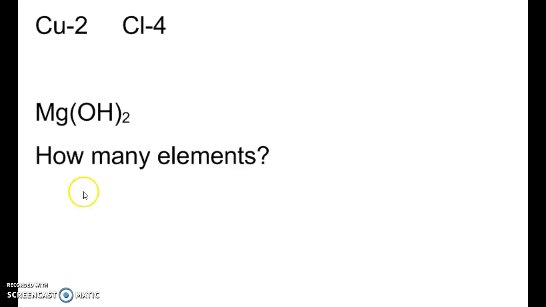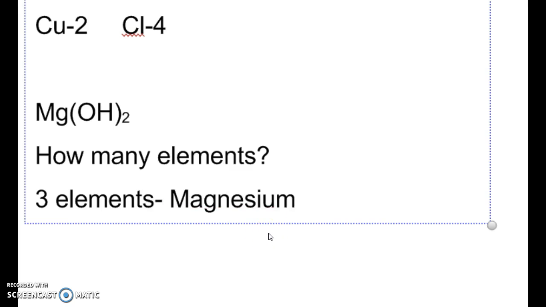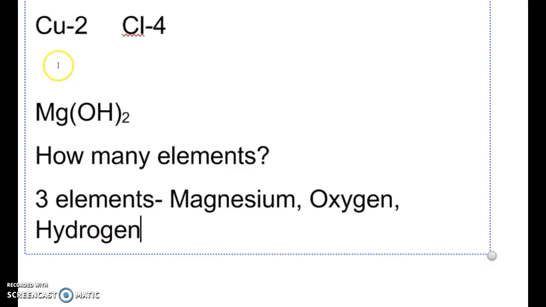Okay, so yes, you would have 3 elements, and the names of those, if you look them up on the periodic table, would be magnesium, oxygen, and hydrogen. Now, if they're capital letters, it is a new element, and I'll show you what the issue can be in just a minute.